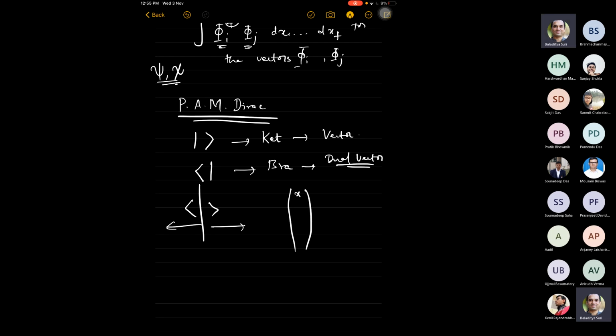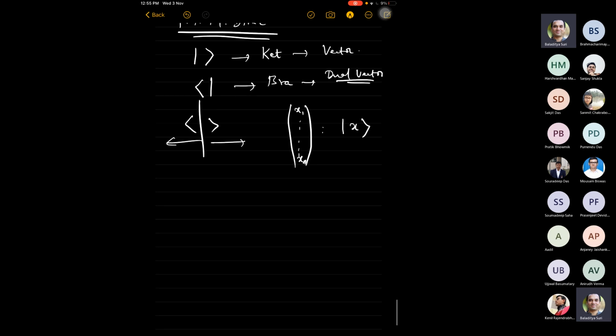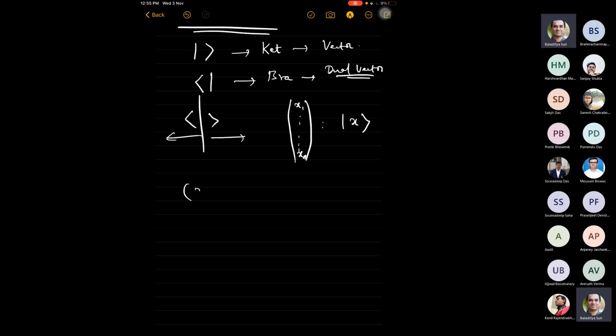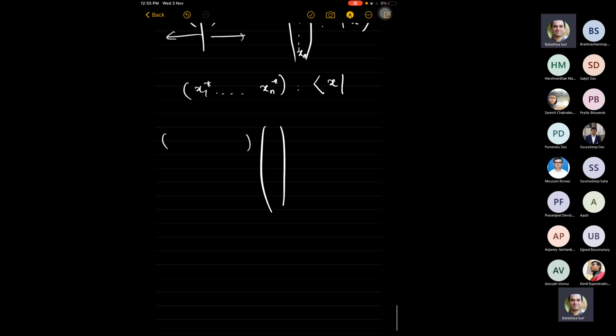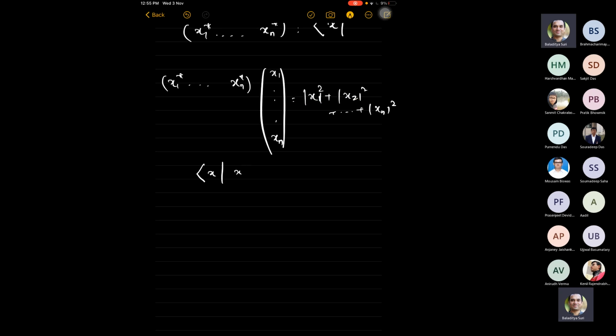Okay, so if you take a column vector, say x1 to xn, this is the vector, let us say x. Then the vector x1 star to xn star would be the bra x. Is that clear? And if you now take the product of these two, in matrix notation, this product is quite trivial. That is nothing but mod x1 squared plus mod x2 squared plus so on up to mod xn squared. And in Dirac's notation, this is simply written as bra x ket x.